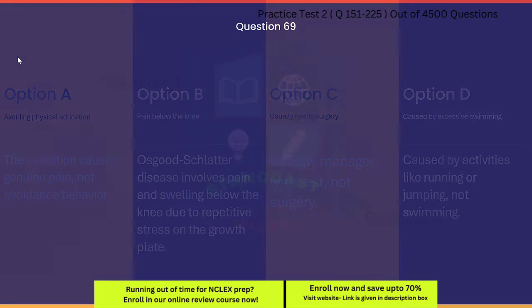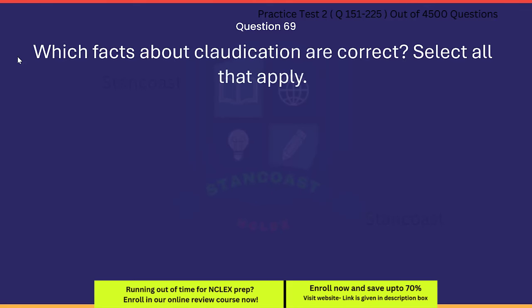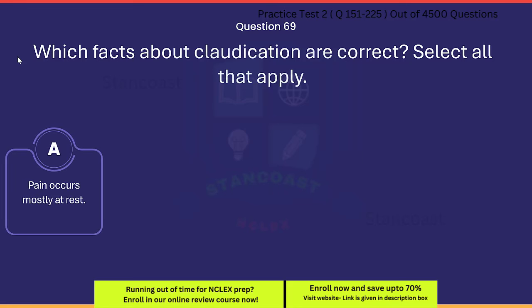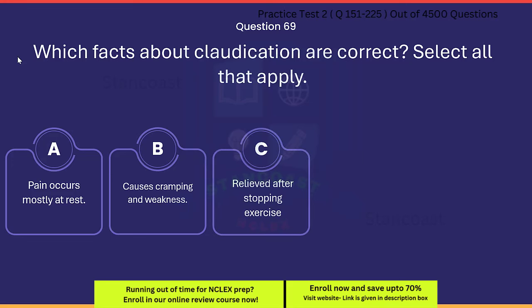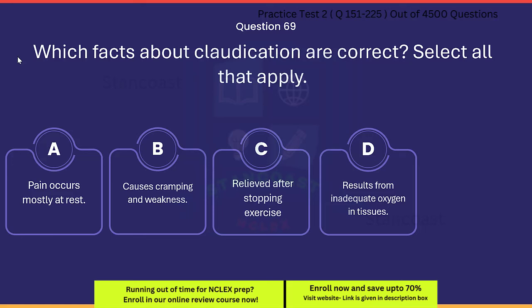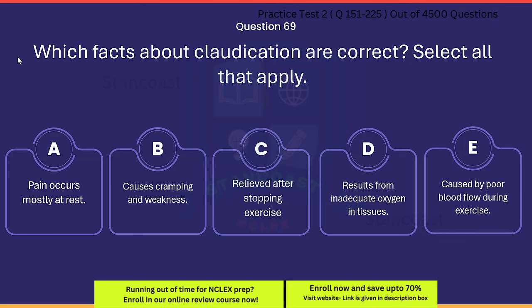Next one. Which facts about claudication are correct? Select all that apply. A. Pain occurs mostly at rest. B. Causes cramping and weakness. C. Relieved after stopping exercise. D. Results from inadequate oxygen in tissues. E. Caused by poor blood flow during exercise. Think about the symptoms and causes of claudication.